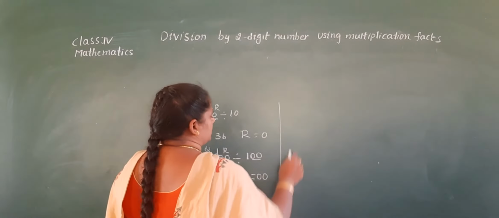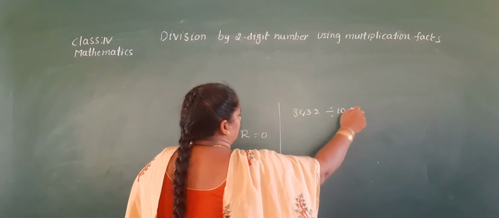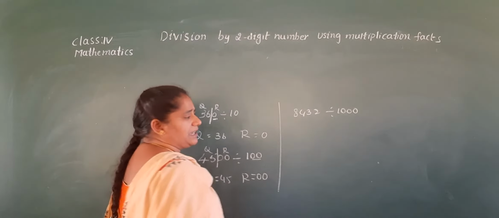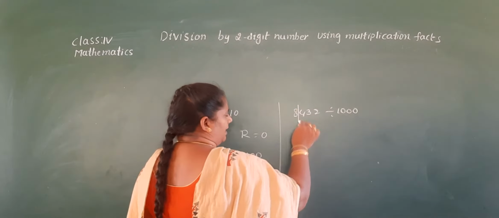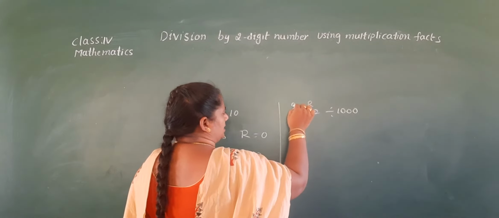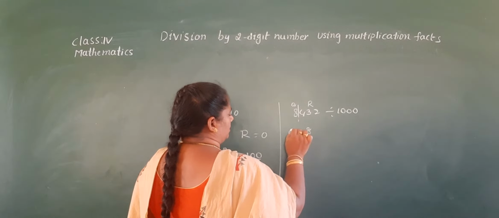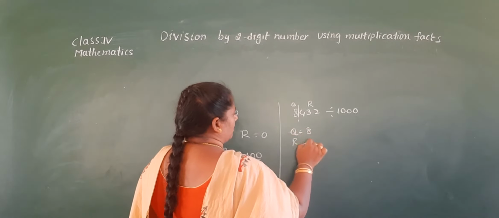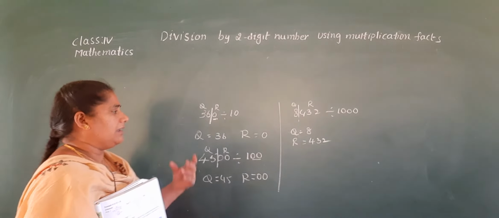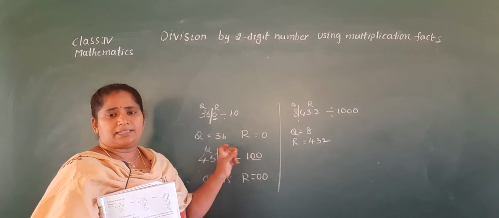If any number is divided by 1000, see, Nana, 1000 has 3 zeros. The last 3 digits become the remainder. So draw the line, 3 digits. This is the remainder and this is the quotient. So quotient equal to 8, remainder equal to 432.